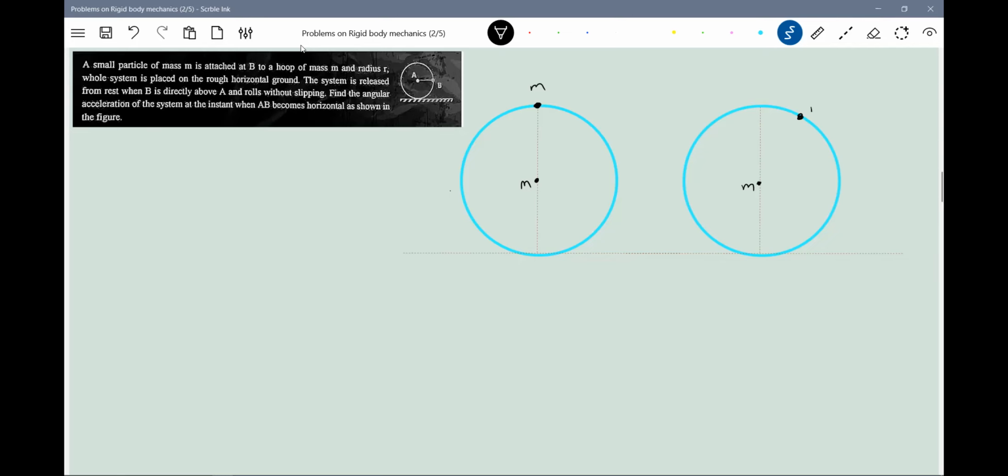So let the particle be at A. When theta equals 90 degrees, I'll bring it as a function of theta, I'll put theta as 90, and our problem will be solved. Rough horizontal ground, the surface is rough. There's one more piece of information. The system is released from rest. This is rest.